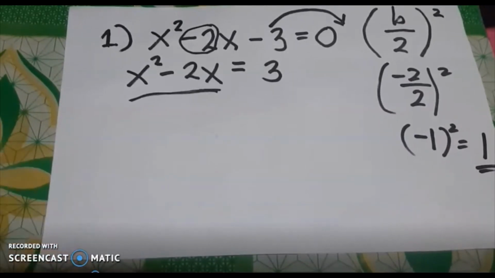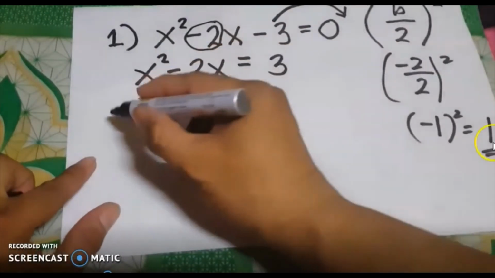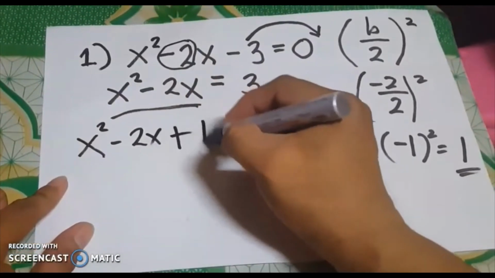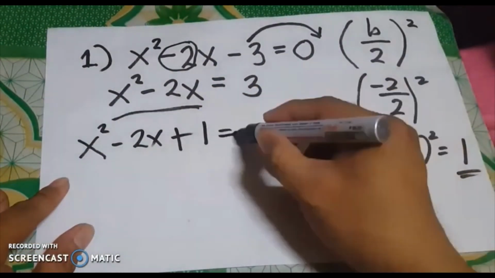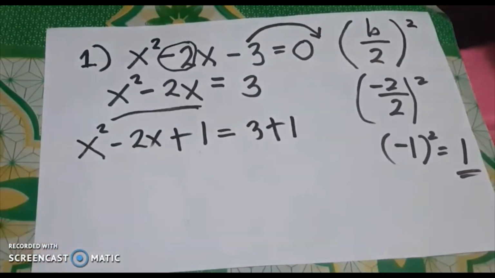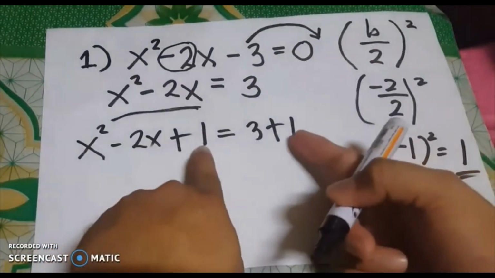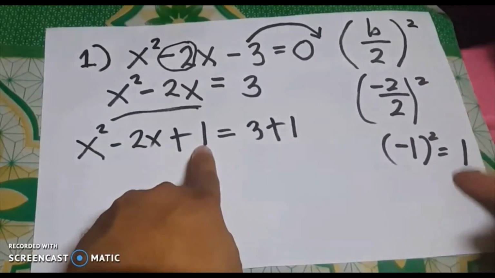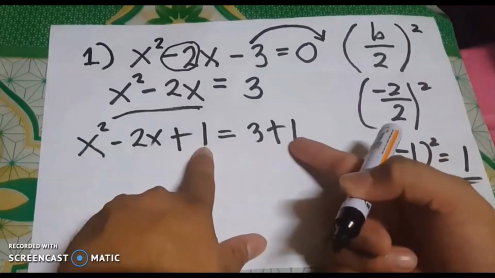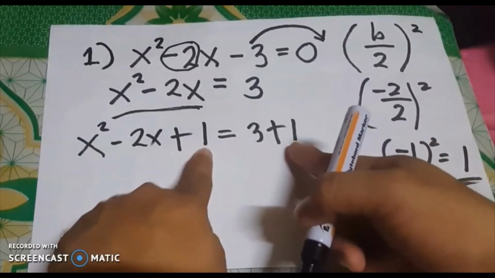So that means that number 1 is the number to be added on both sides of the equation to make the left side a perfect square trinomial. So it will become x squared minus 2x plus 1 equal to 3 plus 1. So ito yung number na nakuha natin dito kanina. Ang ginamit natin yung b over 2 quantity squared. So, that number is to be added on both sides of the equation.